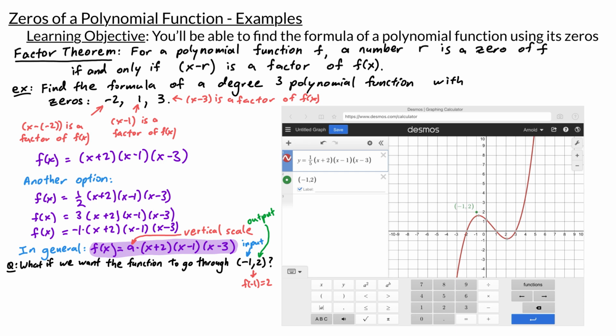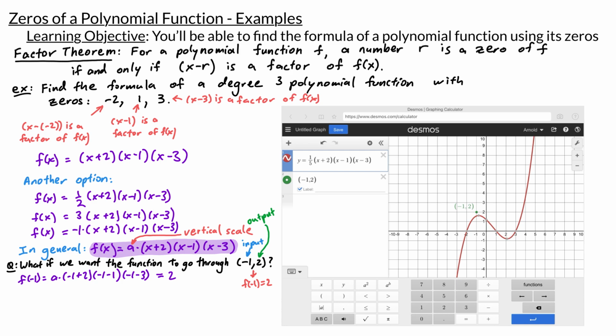Now, in general, a degree 3 polynomial that has our desired zeros is f of x equals a times x plus 2 times x minus 1 times x minus 3. So f of -1 would be a times -1 plus 2 times -1 minus 1 times -1 minus 3. All we've done here is plug in -1 everywhere we had x. And what we want is that f of -1 is equal to 2, so I'm going to set this equal to 2. Now, what we have here is an equation with a as the only unknown quantity, so we can solve for a to figure out what vertical scale we need.